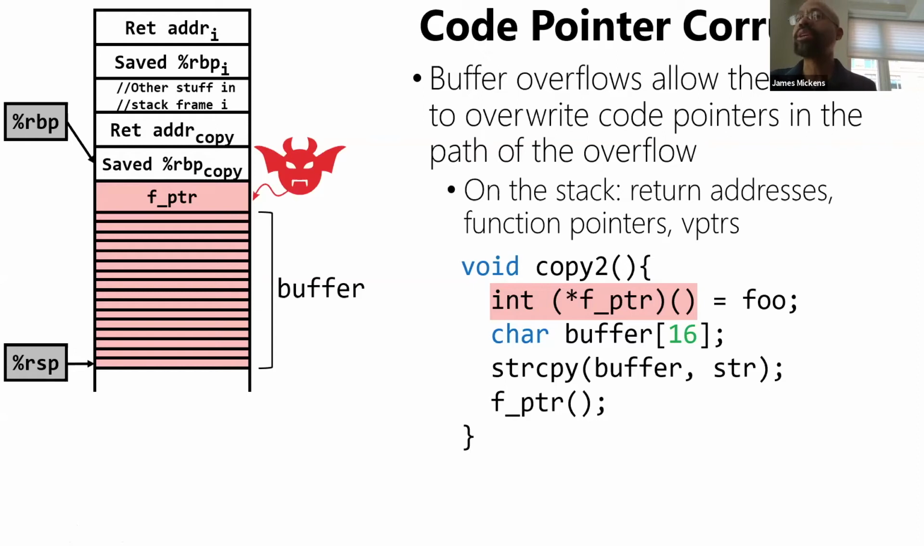And so what does that mean? Well, that means that if the attacker can overwrite that function pointer, then down here at the very end of this copy2 function, this invocation of the function pointer is now controlled by the attacker. So now the attacker can make F pointer jump to some code location of the attacker's choosing.